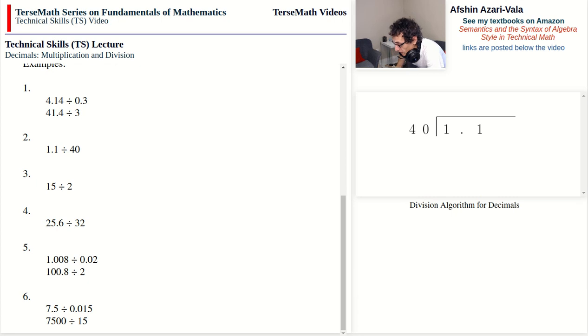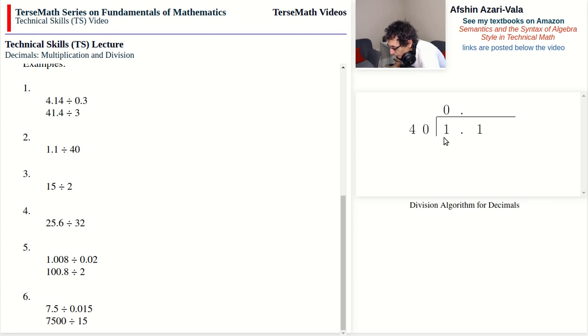1.1 divided by 40. Now here as usual, we have to work out the whole side before we can move on to the fractional side. So we have to answer the question, how many 40s into 1? And the answer is 0. We write 0 down. However, what we will not do is multiply 0 by 40, because we know it's going to give us 0. And then if we do 1 minus 0, we get the 1 back. We just continue with the algorithm. Decimal point goes to the top.